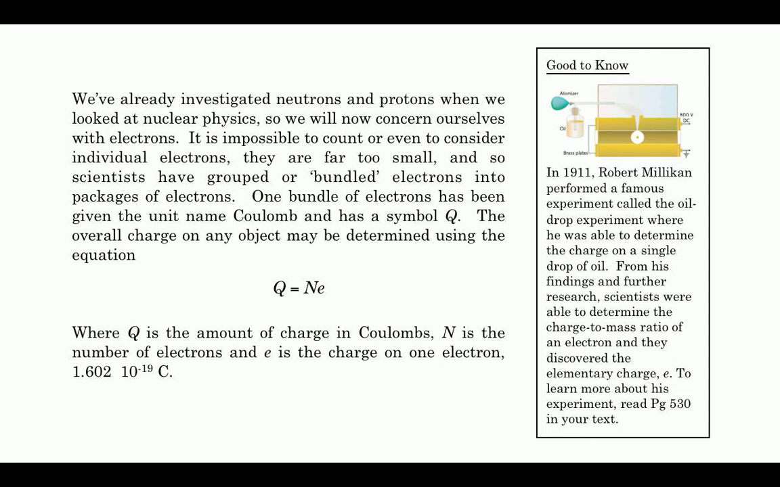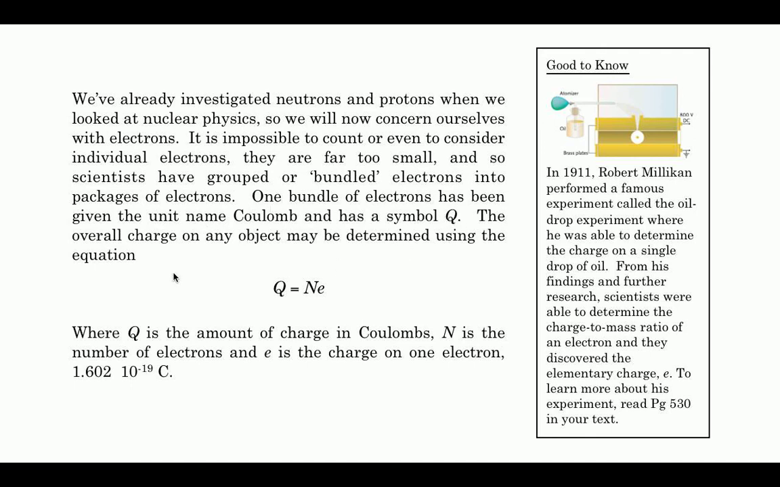Because electrons are so small, it's really impossible to count individual electrons or even to consider individual electrons. So what scientists have done in the past is bundle electrons into packages, and one bundle of electrons is given a unit name of a coulomb. That happens to be our unit of charge, the coulomb, and we give charge a symbol of Q.